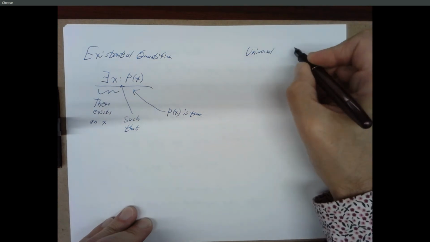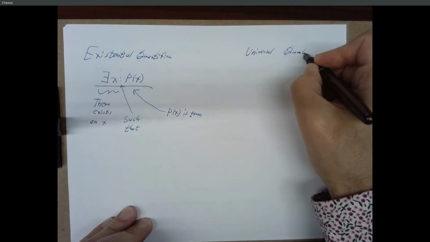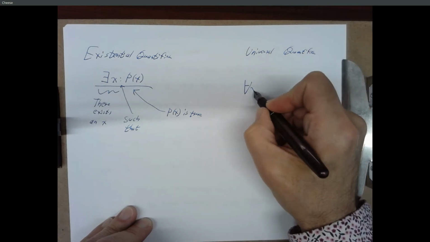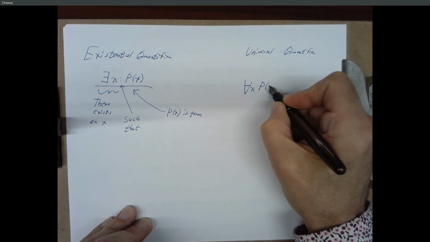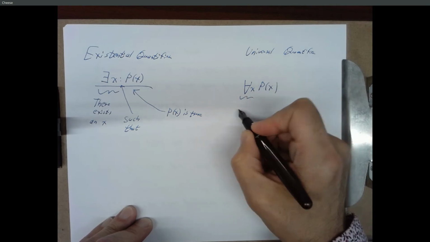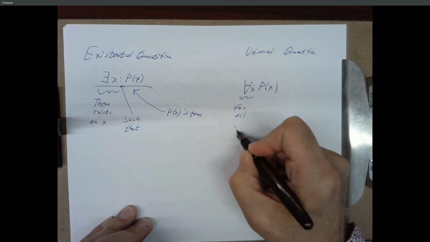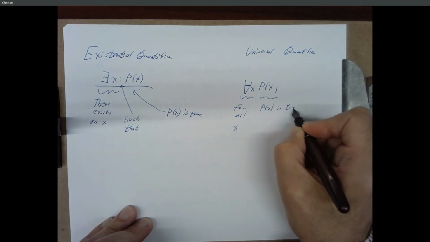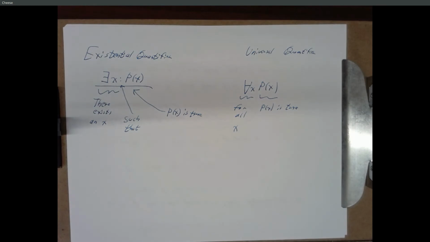Okay, there's also the universal quantifier, and that's written as an upside down A. And this means for all x, P of x is true. So is there a colon between the two things? No, because the colon means such that. So there exists an x such that this is true. This says for all x, P of x is true.